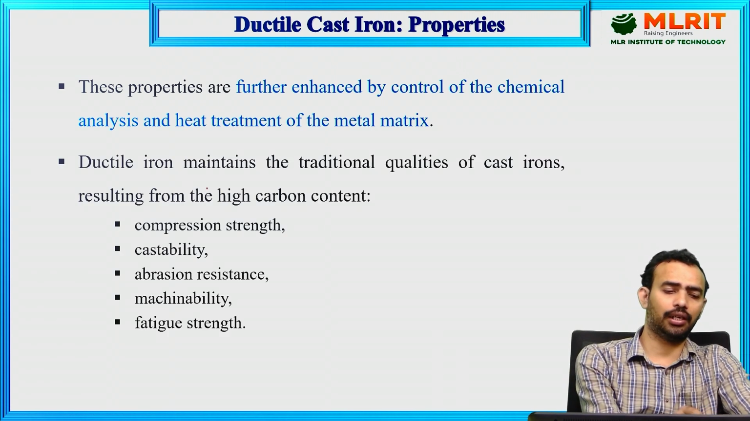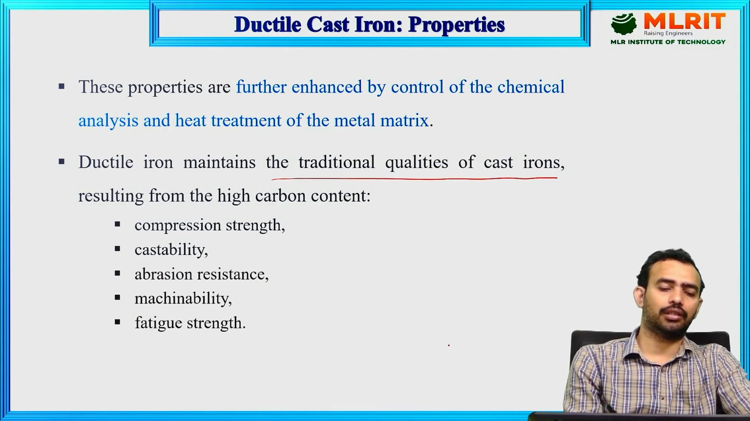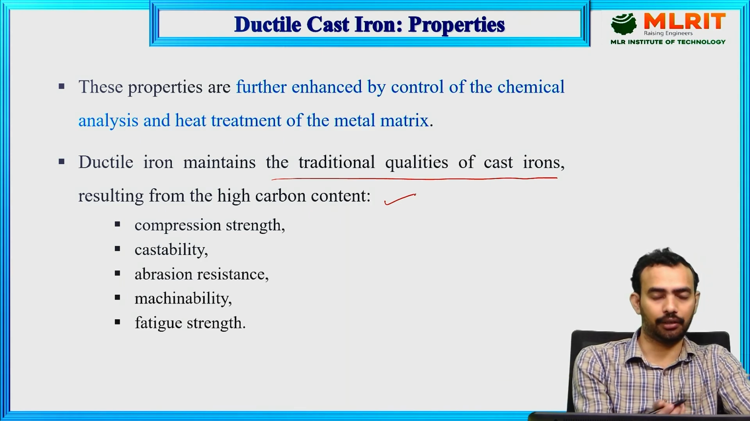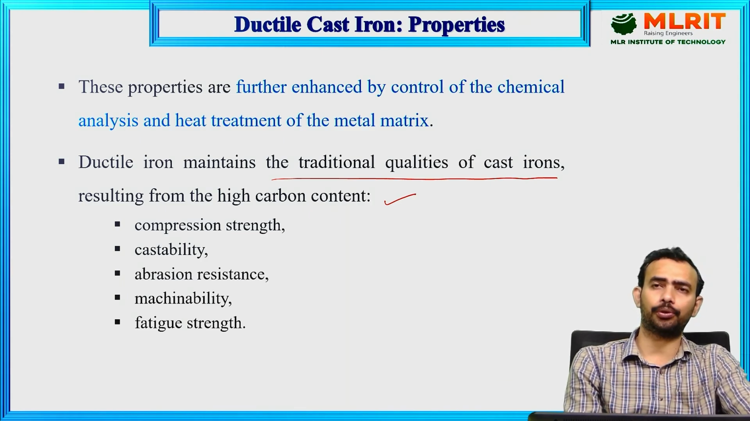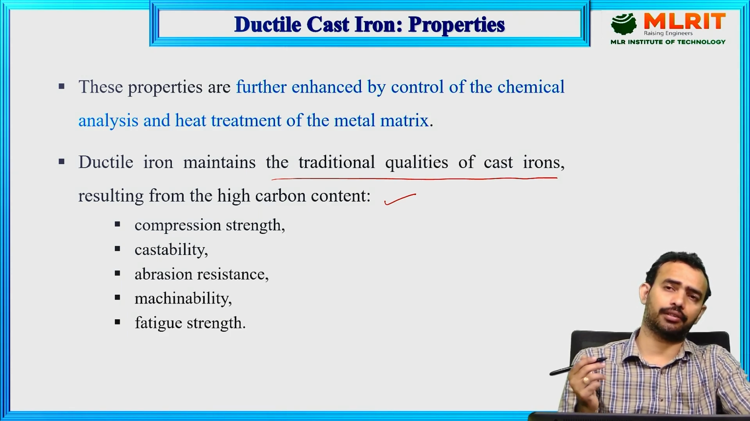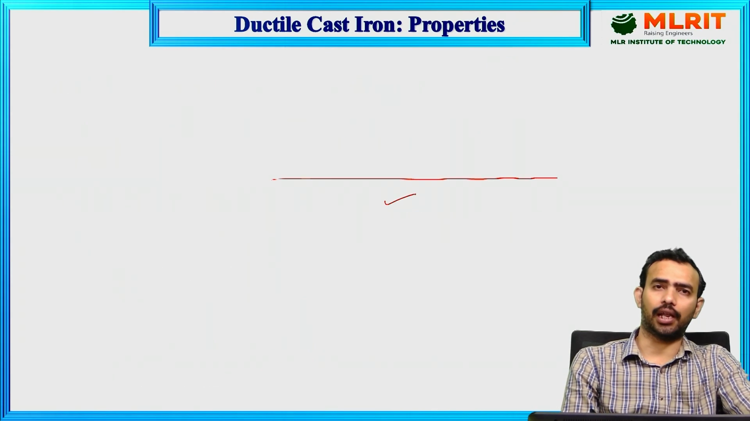Ductile iron maintains the traditional qualities of cast irons resulting from high carbon content. In addition, because of the spheroidal shape of the graphite, it offers excellent tensile strength, impact resistance, high elastic limit, and one more property here, that is good elongation.